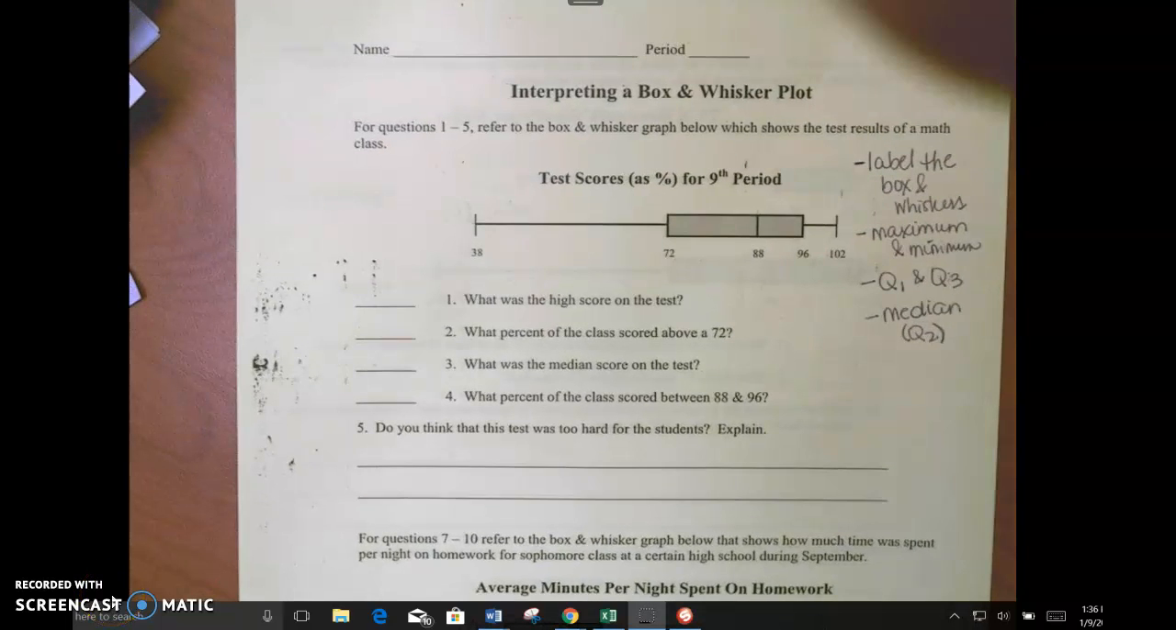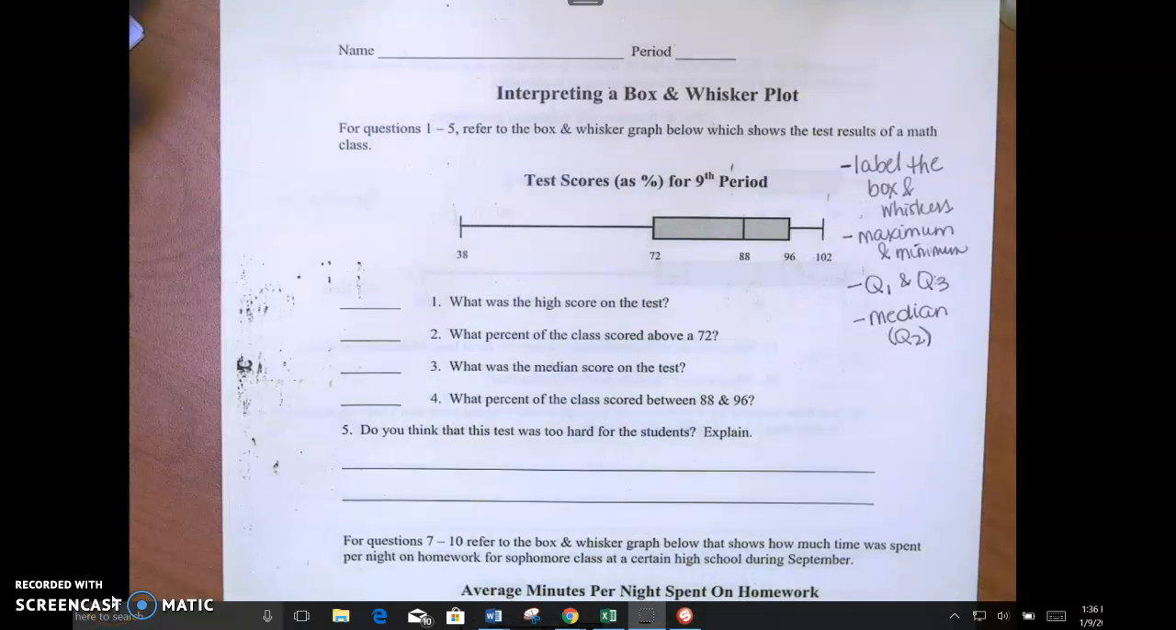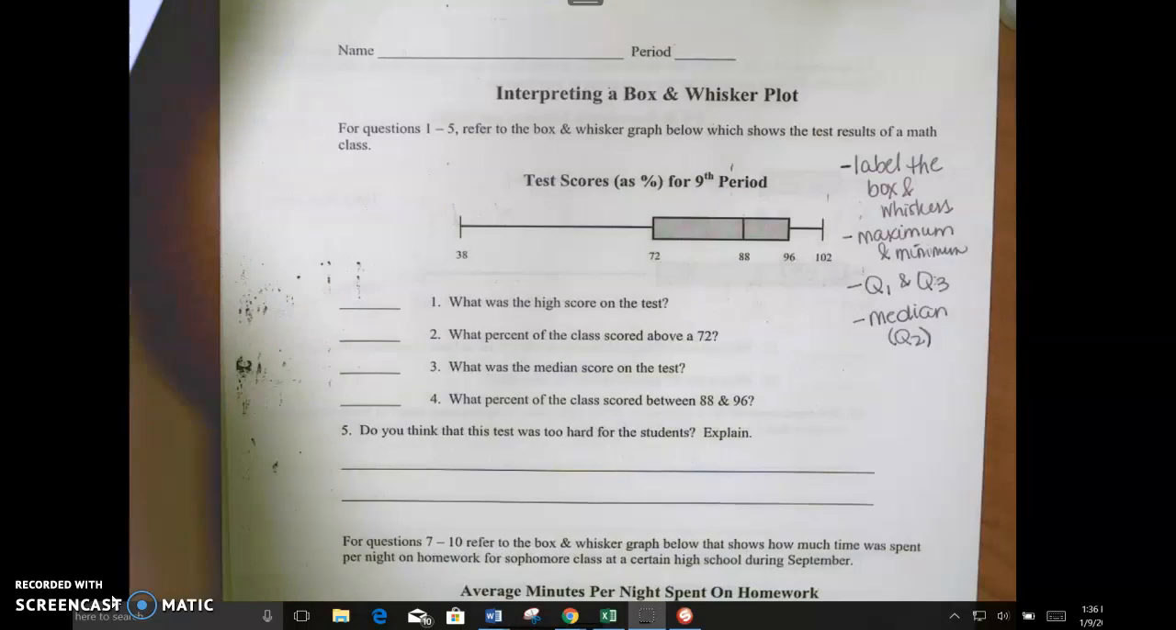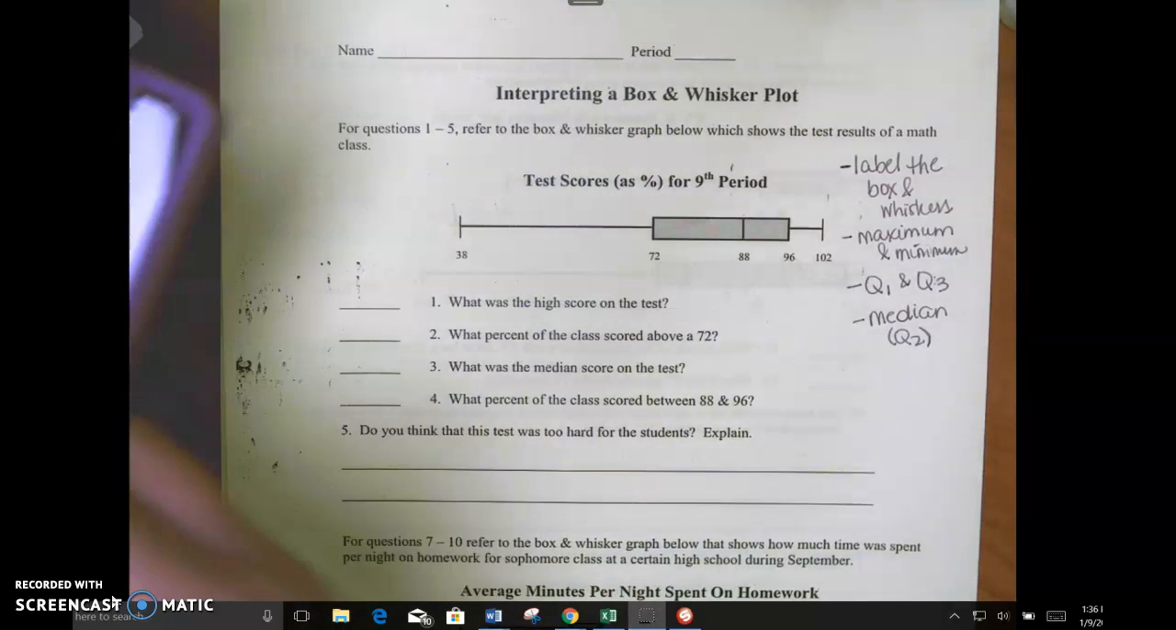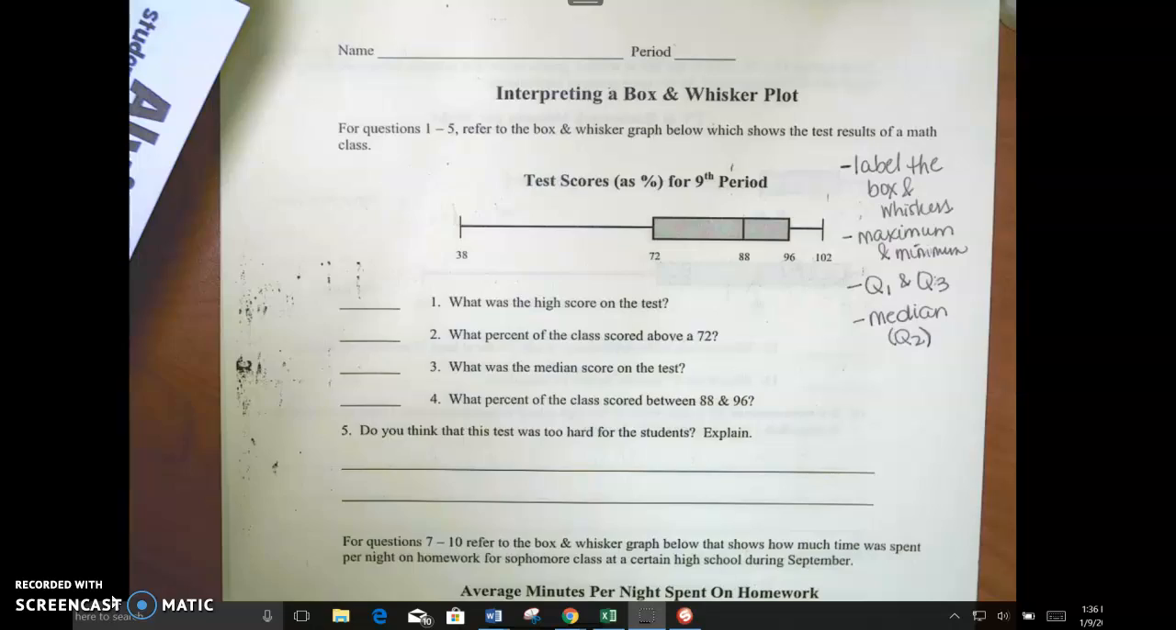Okay, looking at your box and whisker plots. It says for questions 1 through 5, refer to the box and whisker graph below, which shows the test results of a math class. Now, I wrote that we need to label the box and whiskers, label the maximum and minimum, determine the quartile 1 and quartile 3, and then determine the median. All of these were given to you, or how to identify this information was shown to you in your notes from yesterday. Those notes should be out.